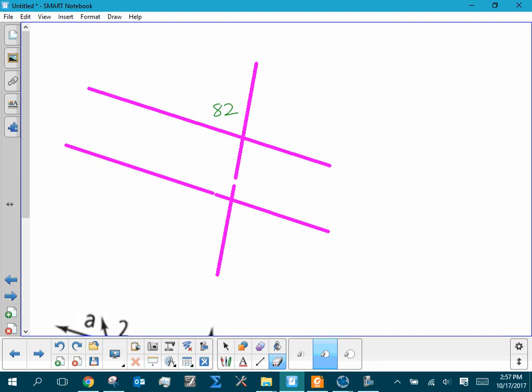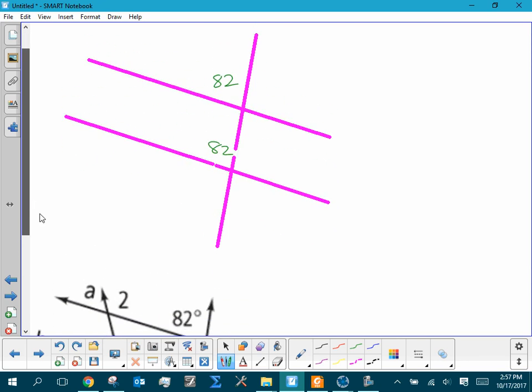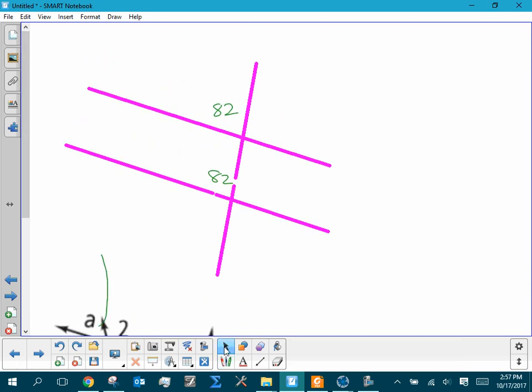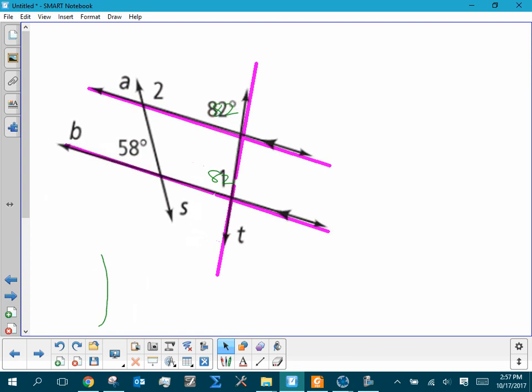Now, once I find something, I'm going to go in and write that 82 in. See, that makes no sense. Why does it work now? Oh, it's frustrating. All right, so we've got 1 to be 82.